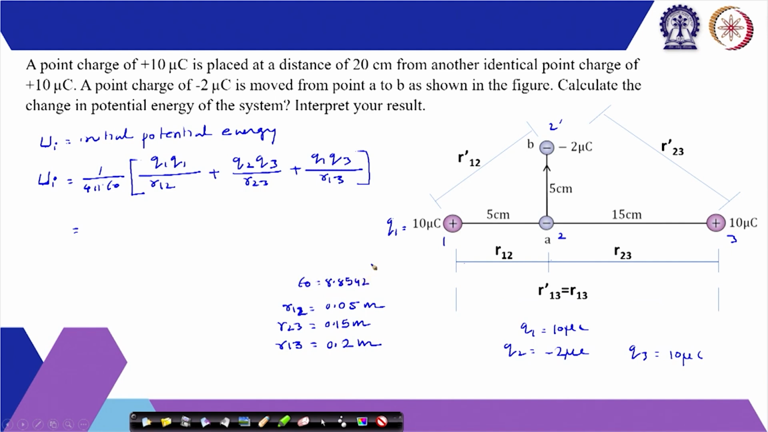Once we put all these values, and epsilon 0, as we know, it is 8.8542 into 10 to the power minus 12 coulomb square by Newton meter square. So, once we put all these values in this expression, finally, our potential energy comes to be minus 0.3 joule. Now, we will find these same quantities in the deformed configuration.